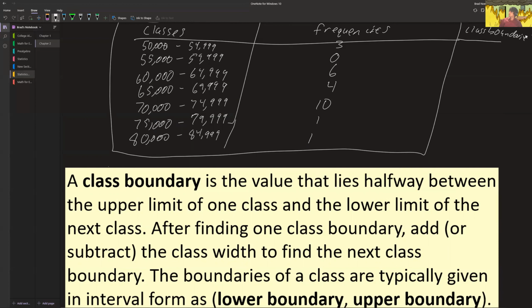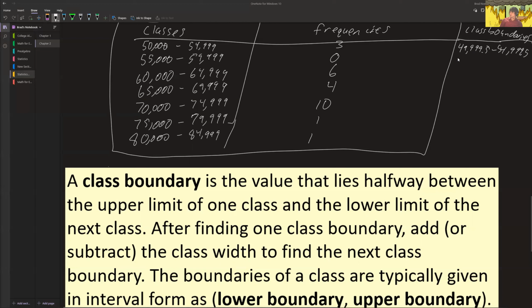The other way that you can do this, for class boundaries, is just look at the level of precision that you have. You'll note here this goes to the ones place. So I'm going to check what's the next place. The next place after the ones place is the tenths place. Increment or decrement by 5 in that place. So I'm going to subtract 5 in the tenths place from 50,000. That's going to get me 49,999.5, up to 54,999 plus 0.5 in the next one. Do the same thing for all of these.